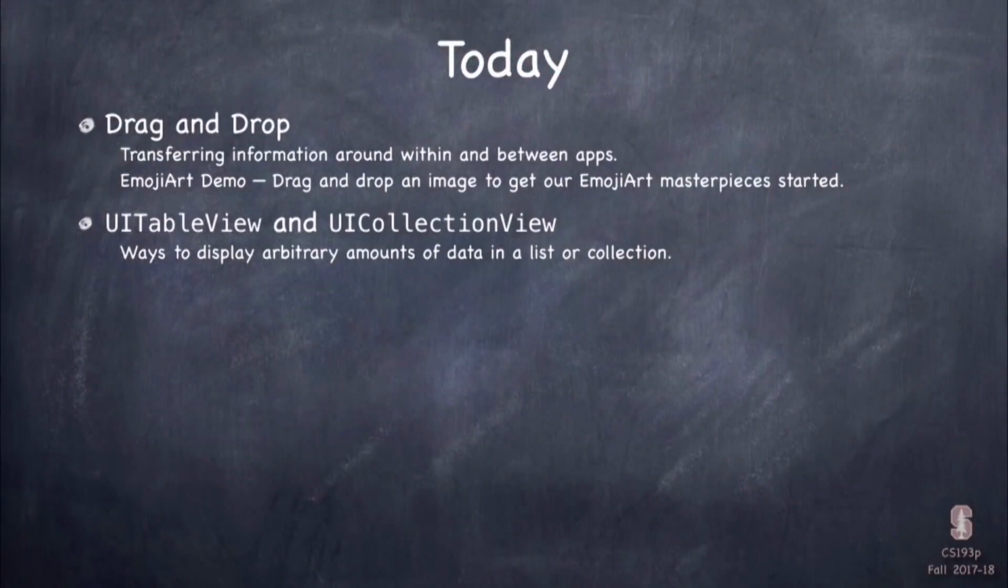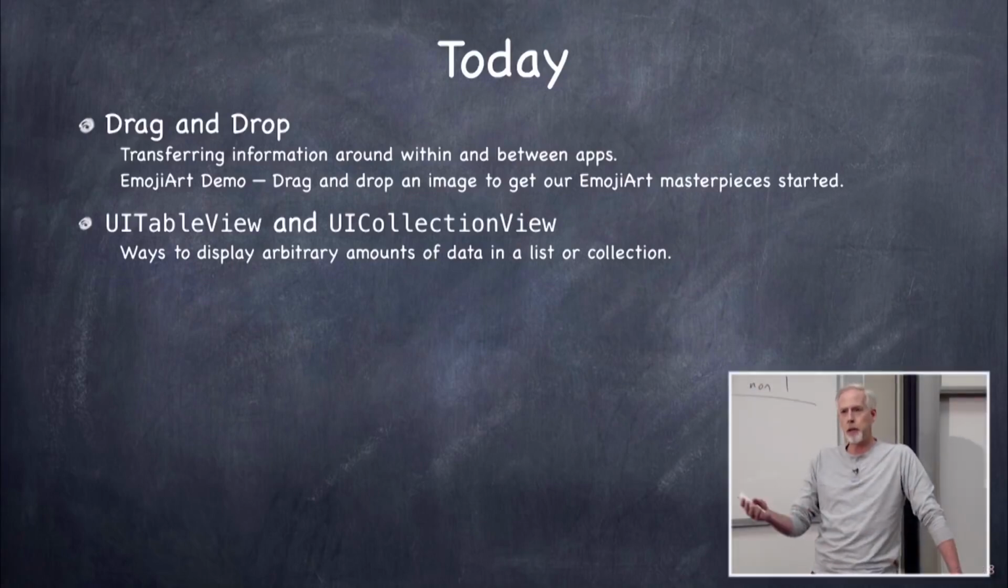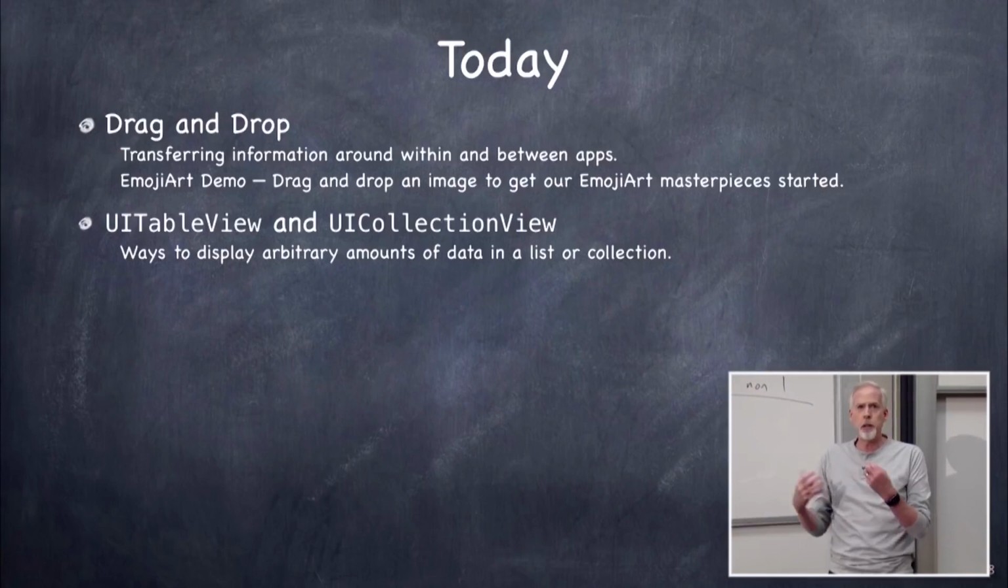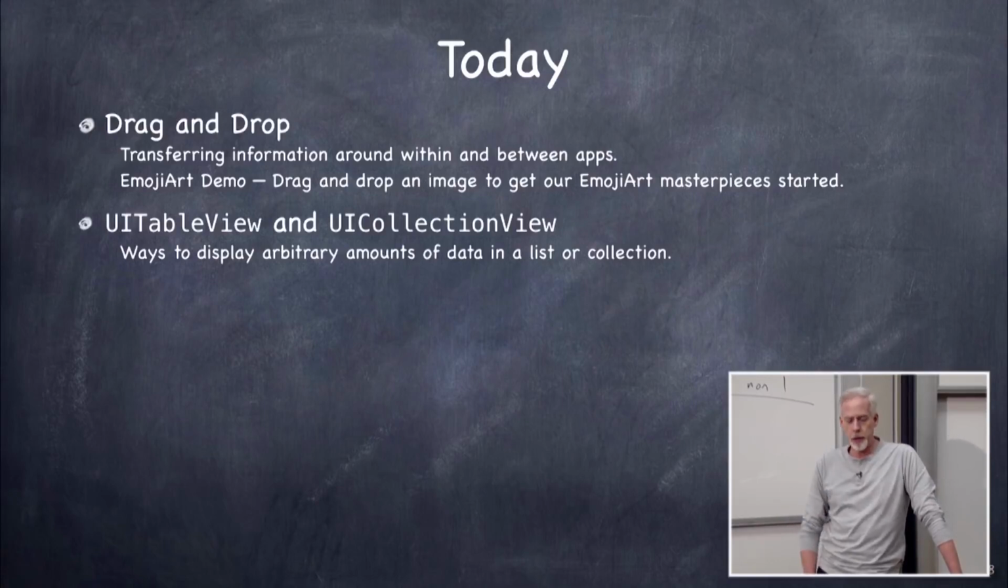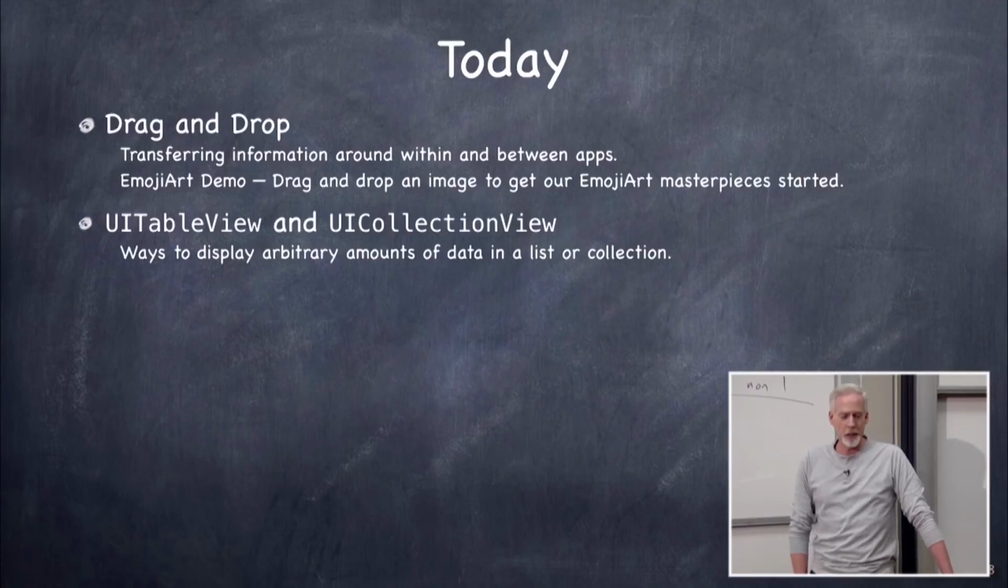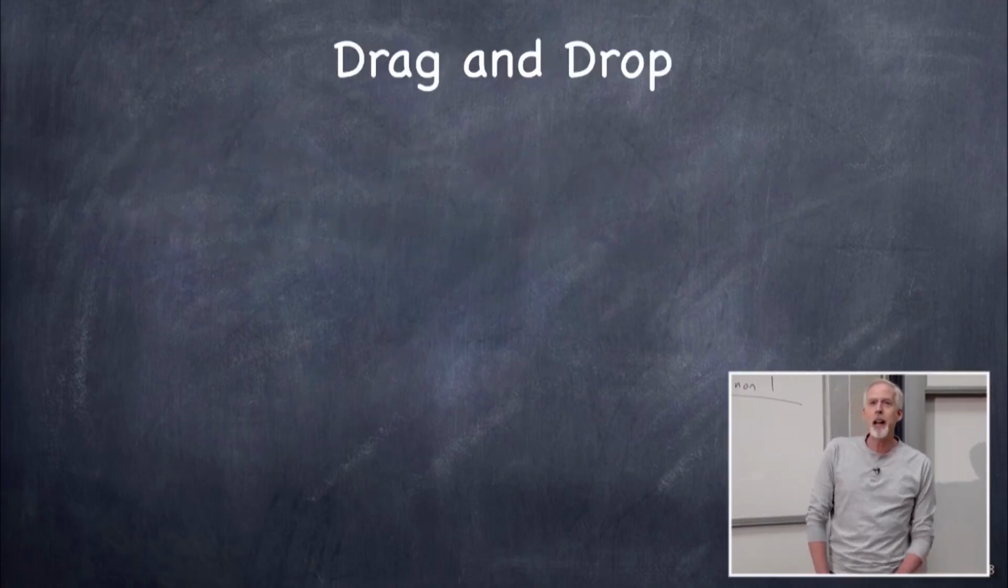The first one is drag and drop, which is a way of sharing information between apps, especially important with iOS 11, because on the iPad there's quite a great multitasking ability to have two apps on screen at the same time, and it's nice to be able to drag and drop between them. And then we're going to talk about table view and collection view. Definitely a big step up in complexity from what I've been teaching you so far, but I think you're ready for it.